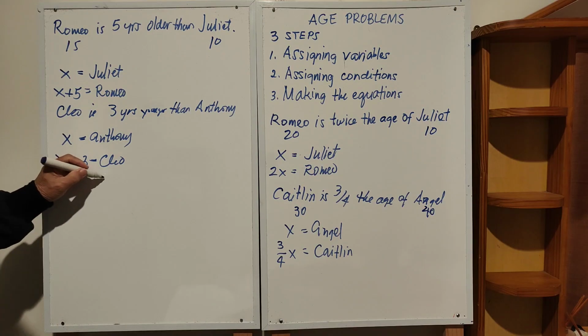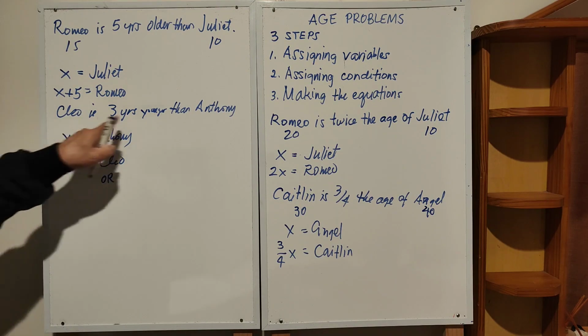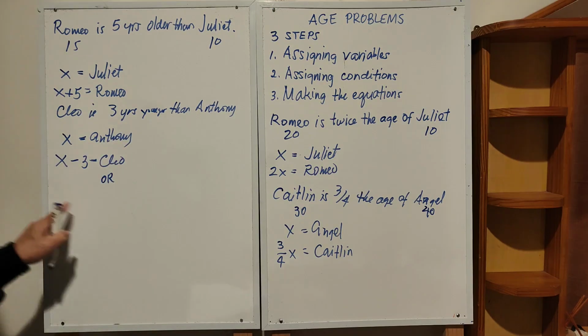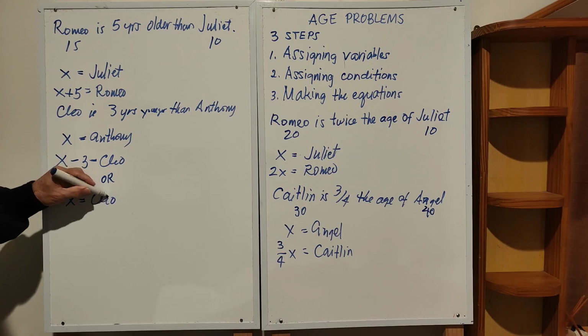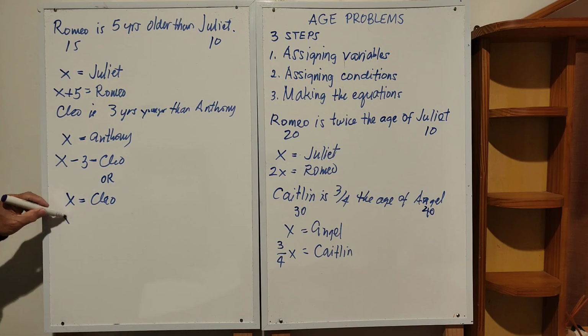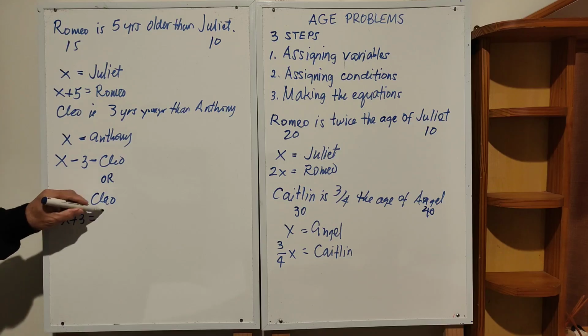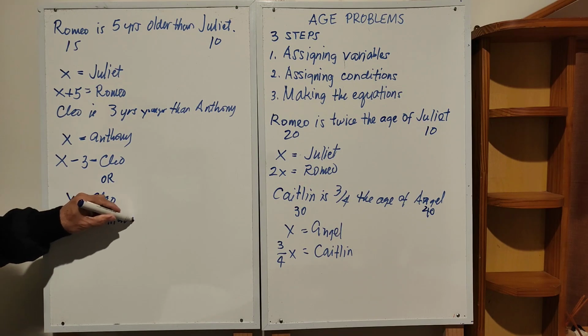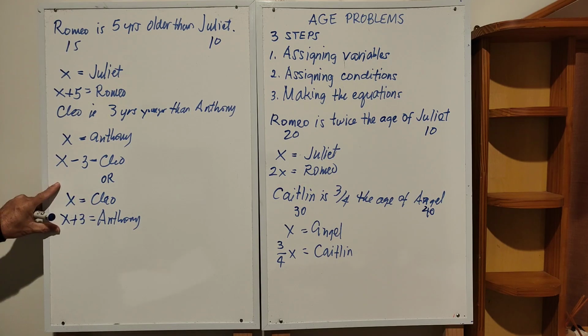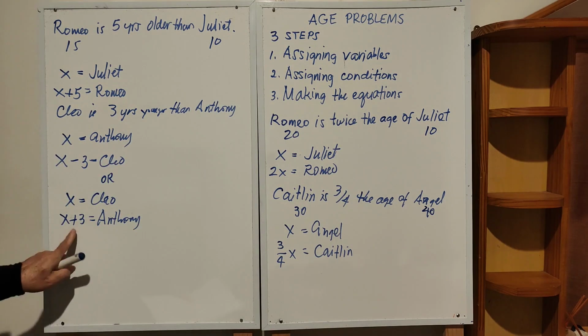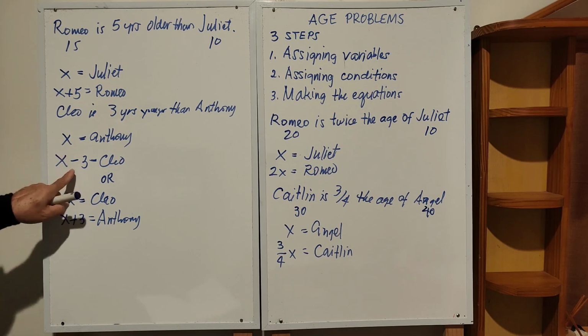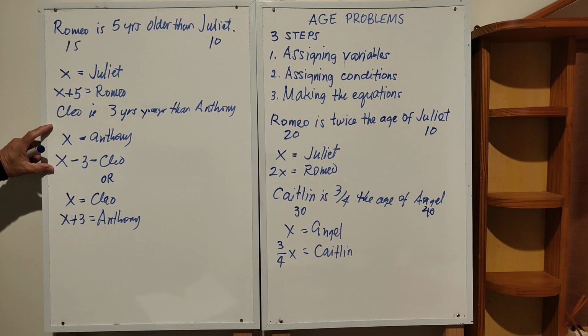Or we can say Anthony is older. We can make X as Cleo. Since she is younger, you can put X plus 3 for Anthony. So you can use either this one or this one. Anthony is older, so X plus 3 in here. We subtract. So you can either use this assignment or this assignment.